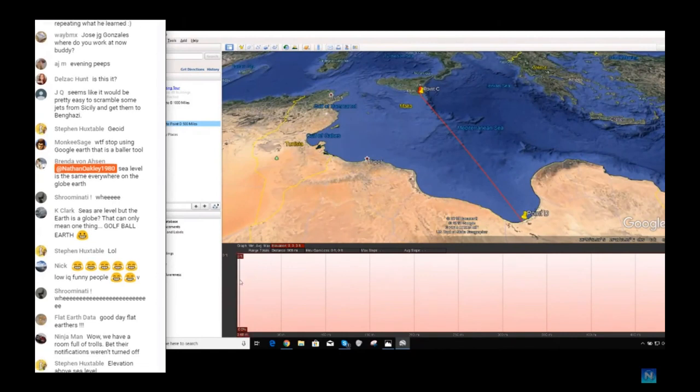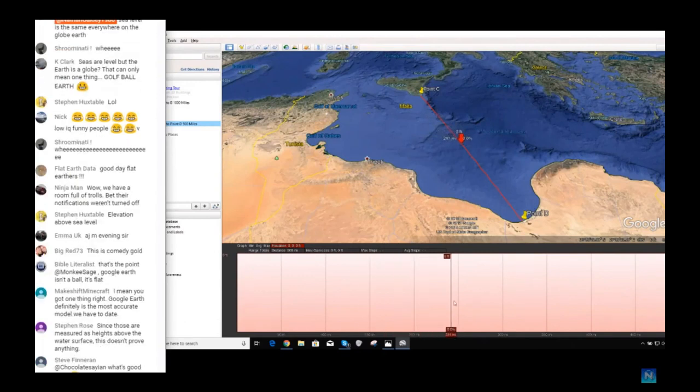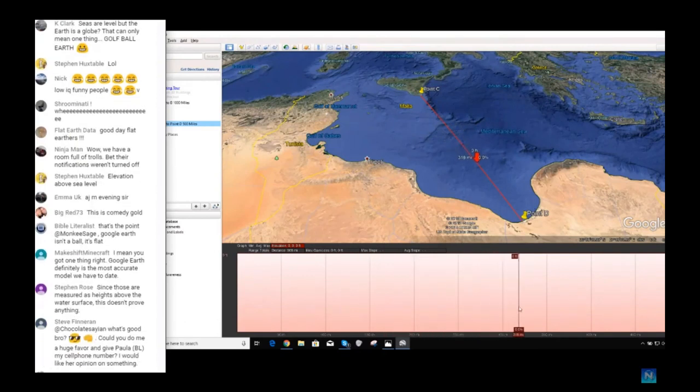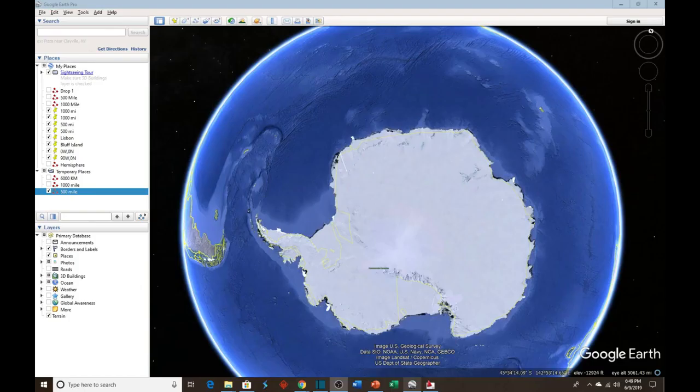So, from the shore of Sicily, for 500 miles, as you can see, we have a 0.00 vertical drop. Well, let's have another look at that. This is Google Earth, and that, of course, is Antarctica. I don't think you really meant for that to be on your flat Earth model. Maybe you can correct that in a future version.